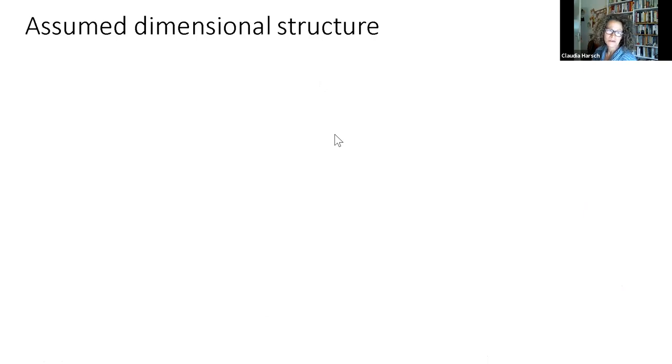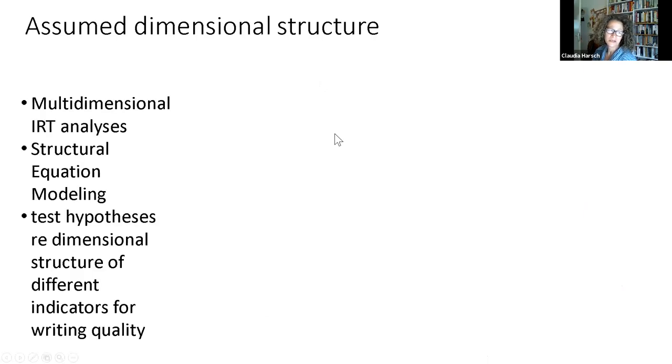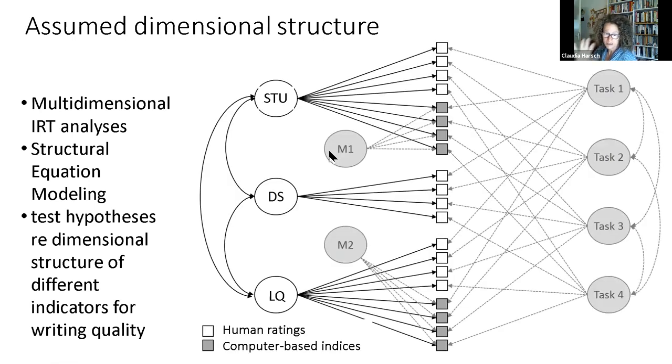And for our assumed dimensional structure, we will use multidimensional IRT scaling and structural equation modeling in order to test hypotheses regarding the dimensional structure of different indicators for writing quality. And my colleague Johannes Hartig at the Leibniz Institute for Educational Research has developed this assumed structural model that we are going to test, where we'll look at human ratings and computer-based indices and any task effects.